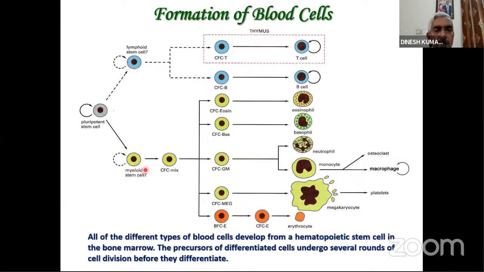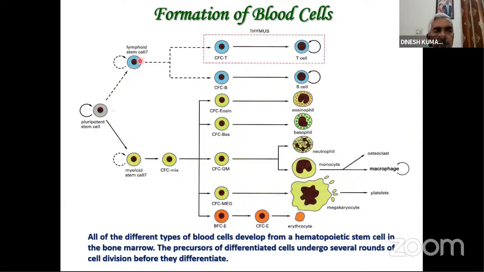Myeloid stem cells, after 3-4 divisions, form colony forming cells, and these colony forming cells include eosinophils, basophils, granulocytes, megakaryocytes, and burst-forming erythrocyte cells. These form eosinophils, basophils, and the granulocytes form neutrophils, monocytes, osteoblasts, and macrophages, and megakaryocytes form platelets. And burst-forming cells form colony-forming erythrocyte cells, and erythrocytes are formed.